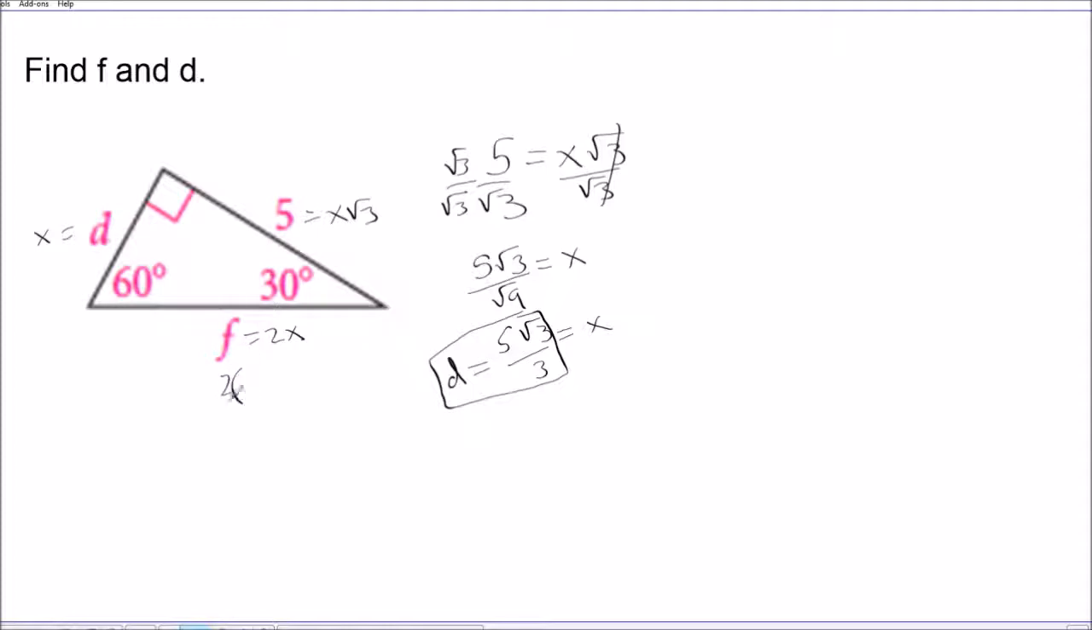So here's what I'm going to write. F equals 2 times 5 root 3 over 3. All we're going to do is combine like terms. What I mean by that is 2 can be multiplied by which one of these? 2, 5, root 3, or 3. The 2 and the 5 go together really, really well. So that's going to be 10 root 3 over 3. And folks, that's done.